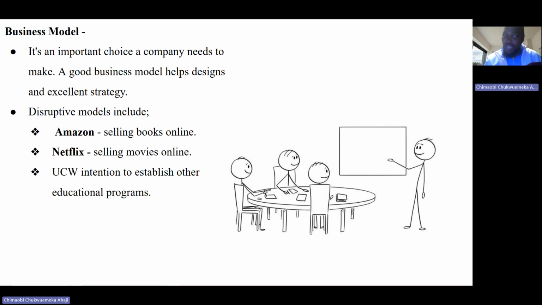For example, examples of models include distributive models, which is, for example, Amazon. By selling books online, nobody ever thought they'd be this big. Now they have diversified. They now sell other things, books, clothes, and they are really like the major player in the digital world. We also have Netflix, which started by renting out CDs, but now rents out or sells movies online. We also have UCW that intends to establish other educational programs to be able to mitigate against the possible or present change in government policy as regards immigration for students.